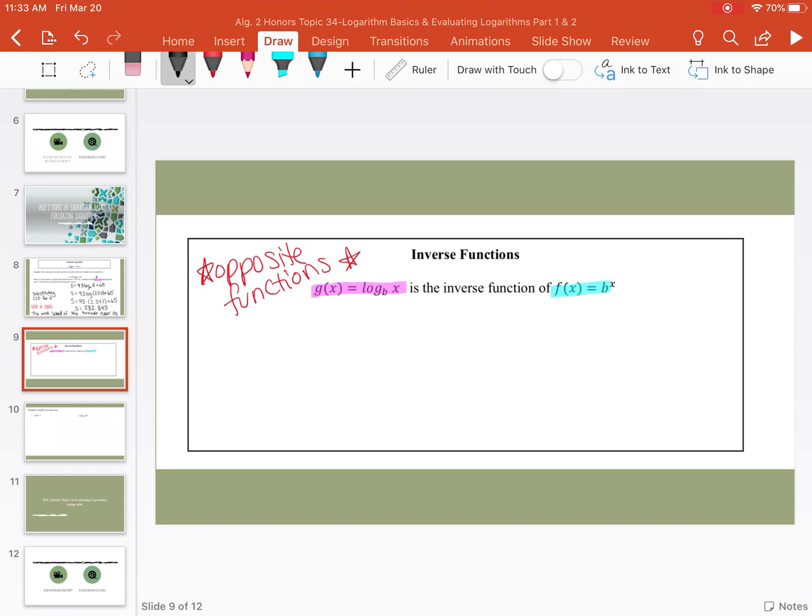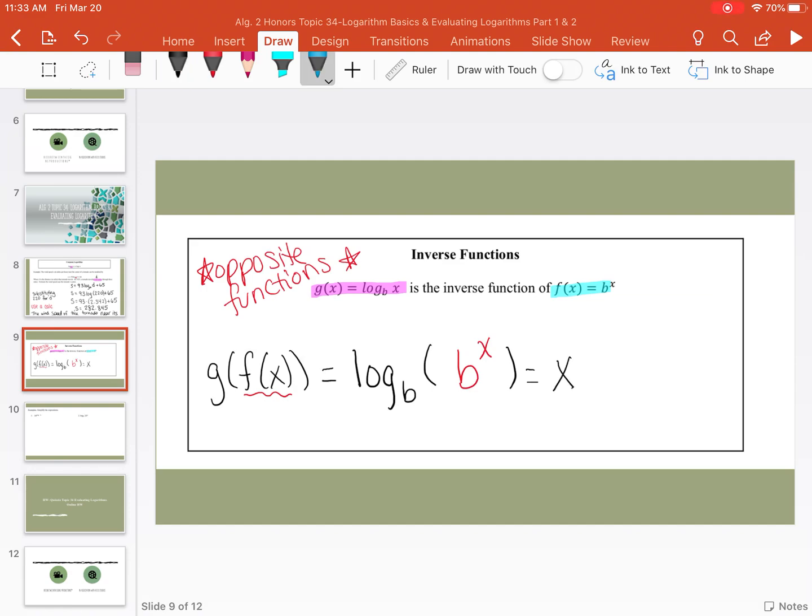Remember composition of functions? If we take g of f of x, my outer function here is going to be my g of x. So we're going to have log base b. Now instead of x, this is where I'm going to have my inner function, my b to the x. Whenever you see this, it will be equivalent to x. Because our bases match here, this will cancel, and we will just be left with my exponent.